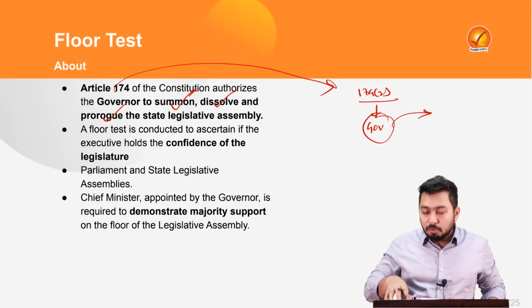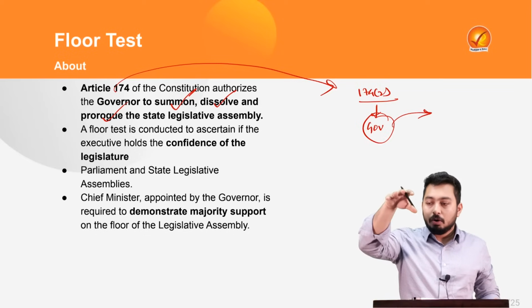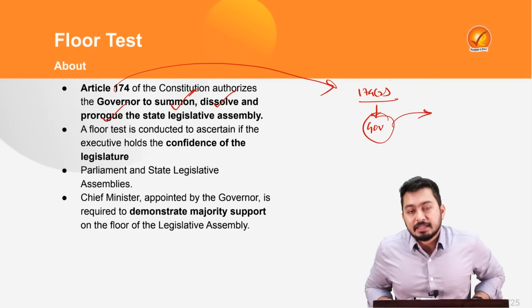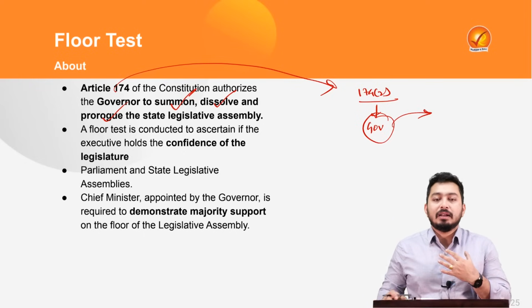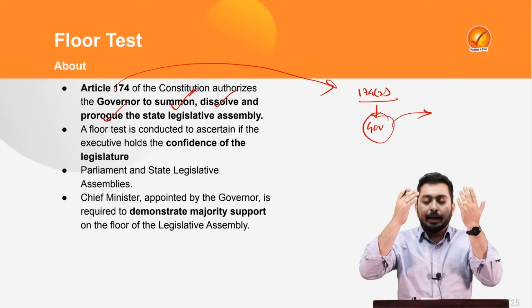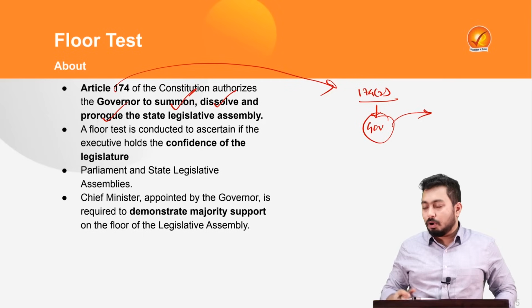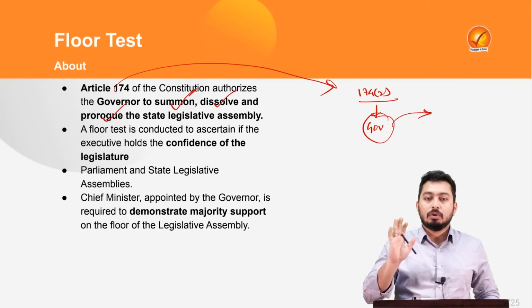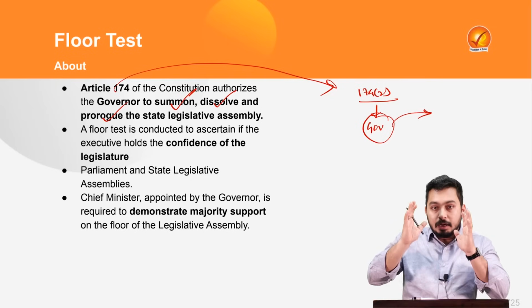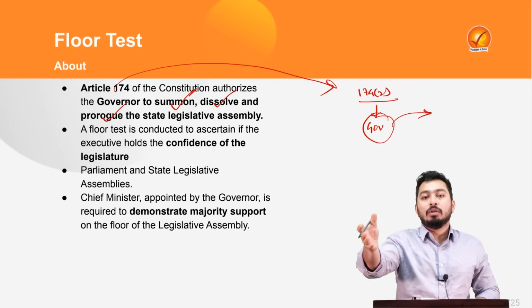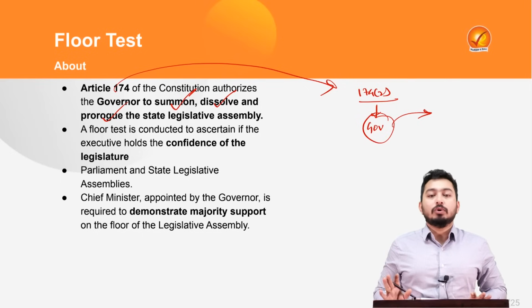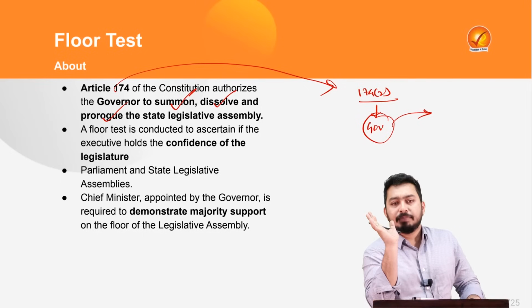You have to prove your strength on the floor of the house, and this is also the ratio of the SR Bommai judgment. See, as a governor, I don't have the judgment. I cannot be God. I cannot think, oh, you seem very strong, oh, you have 200 votes. No. So SR Bommai says, oh governor, please don't apply your mind. Let the strength be judged on the floor of the house, physically, by conduction of votes, right? So that is the simple argument.